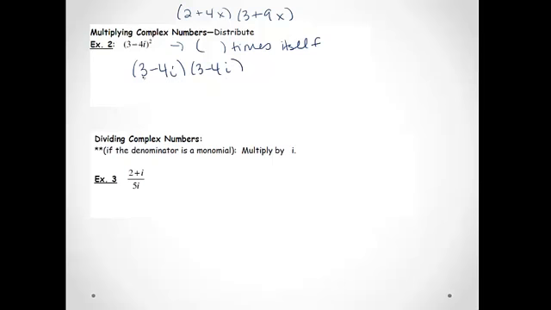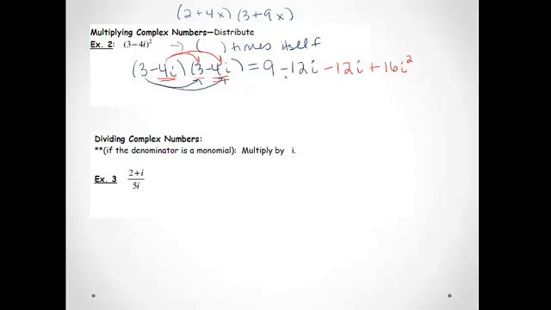Alright, so let's go ahead and distribute. We're going to multiply this first 3 by each item in the second set of parentheses. So 3 times 3 is 9, and 3 times negative 4i is negative 12i. Now we're going to multiply the negative 4i times each thing over here. So negative 4i times 3 is negative 12i, and then negative 4i times negative 4i is positive 16i squared.